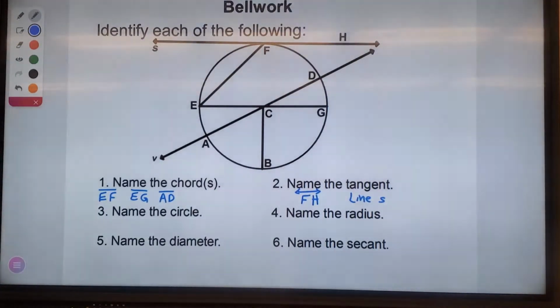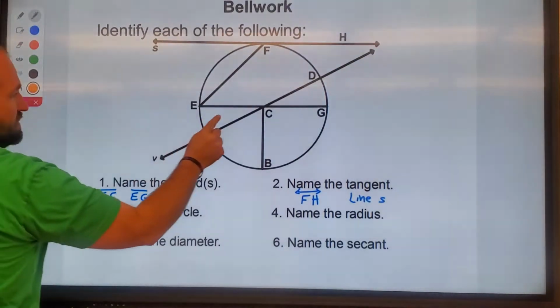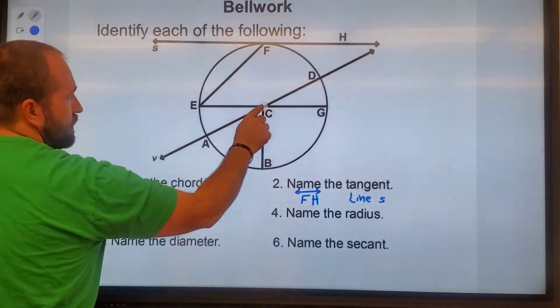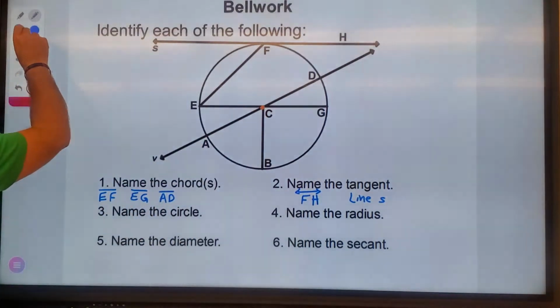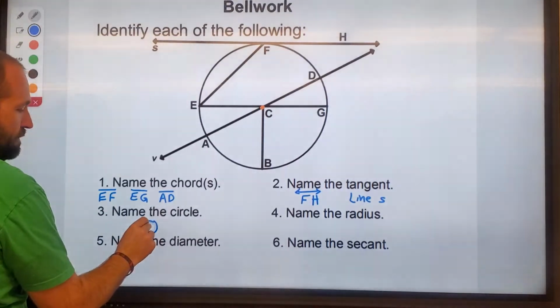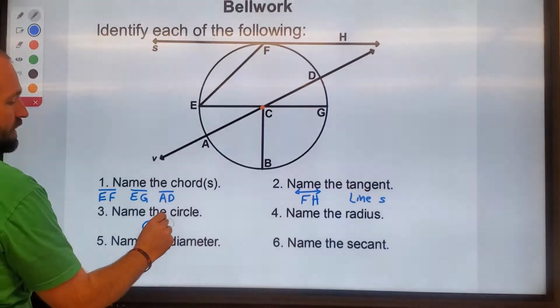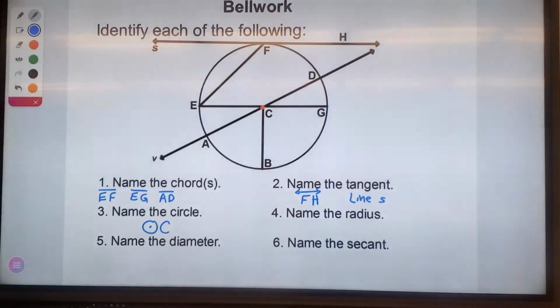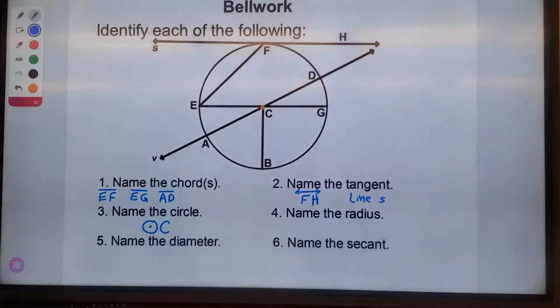Okay. Number 3, name the circle. Again, to name the circle, you have to look at the center point. And that center point here is that value of C. So here I have to have the circle with the dot in the middle, and then that letter. Okay, so circle C. Number 4, name the radius.